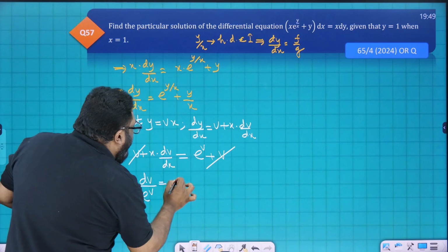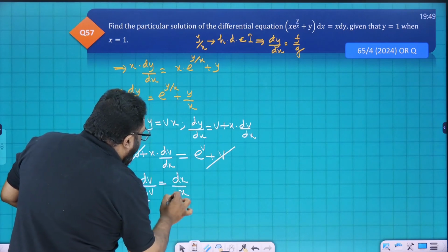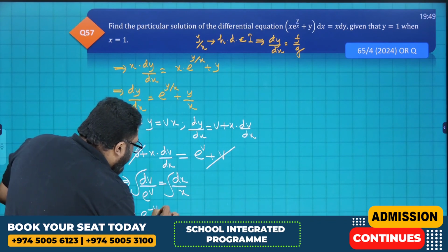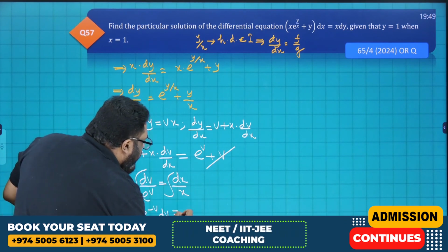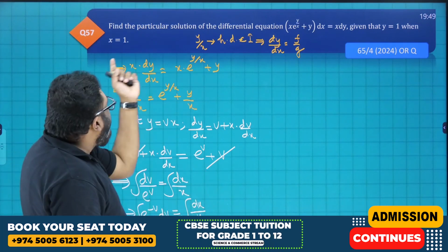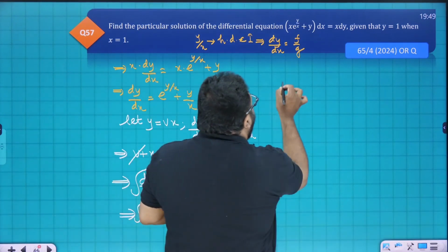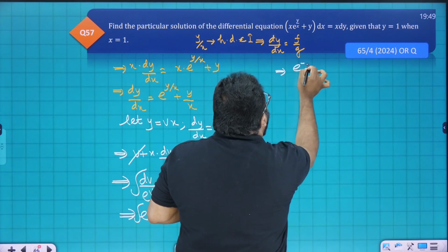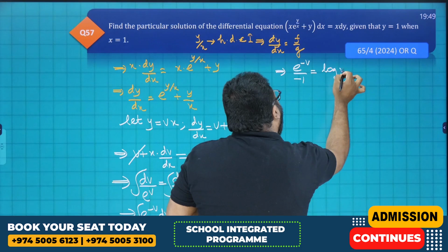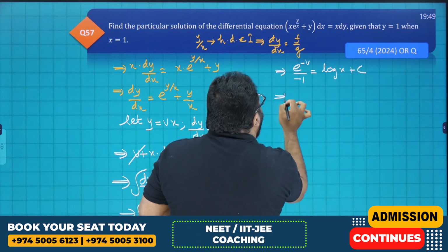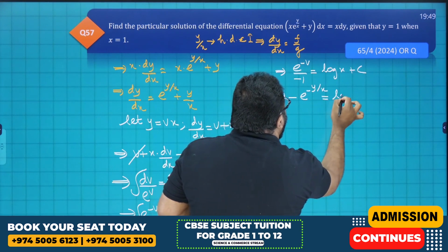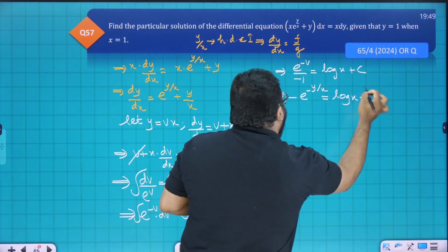dv by e raised to v is equal to dx by x. That's going to be e raised to minus v dv integral is equal to dx by x. Here they're asking you to find the particular solution also. That's the only thing I think is different here. E raised to minus v by minus 1 is equal to log x plus c. So minus e raised to minus y by x is equal to log x plus c.